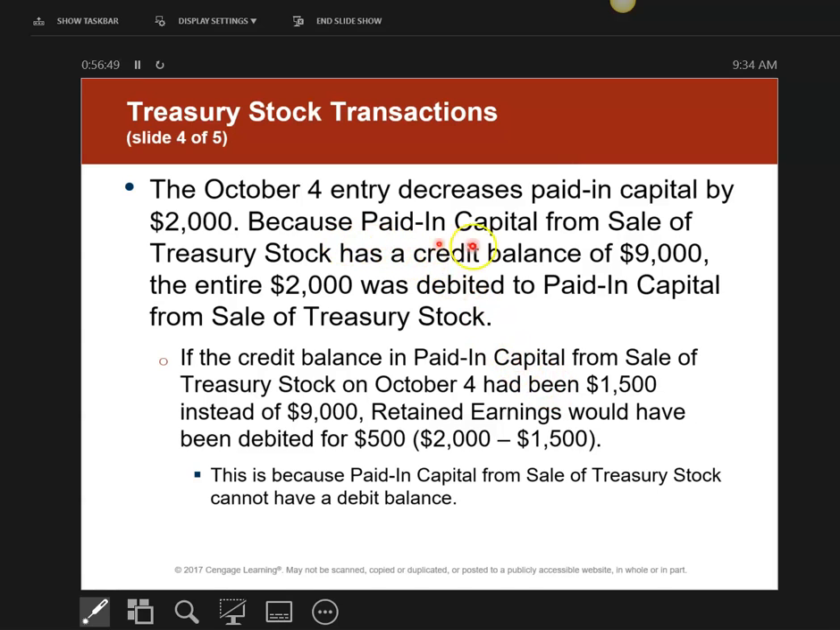So just keep that in mind. That's what this slide talks about. Okay, I can have a debit balance or a credit balance. It doesn't make a difference.